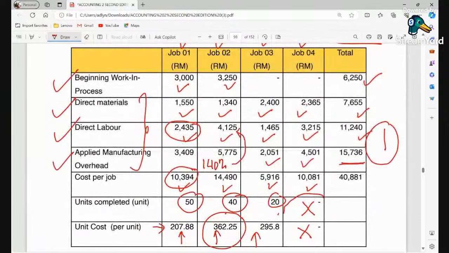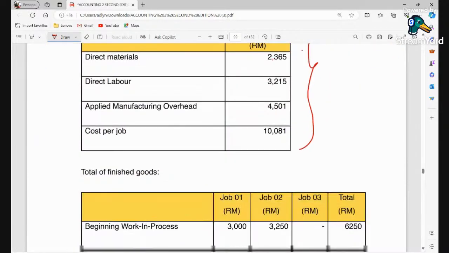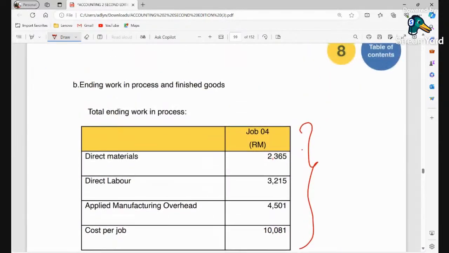Kenapa tak perlu tunjuk? Sebab saya dah buat table kat sini. Betul kan? So, I dah kira dah ni. Ni saya dah kira dah. RM10,081 ni. I dah kira dah dekat situ. So, bila soalan tanya, how much is my work in process? I boleh terus tulis equals to RM10,081. Even without this table.